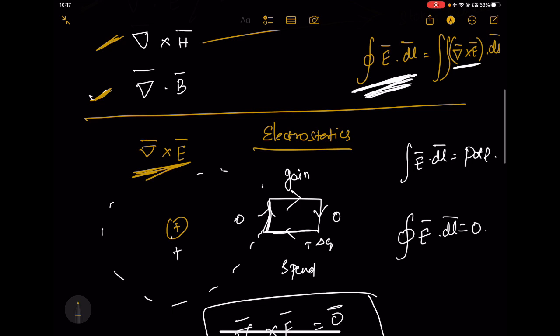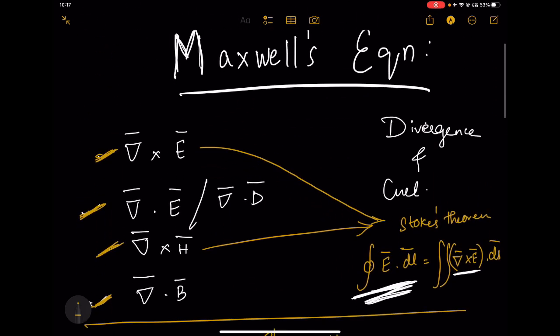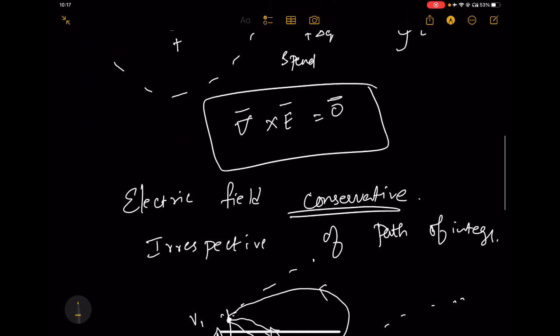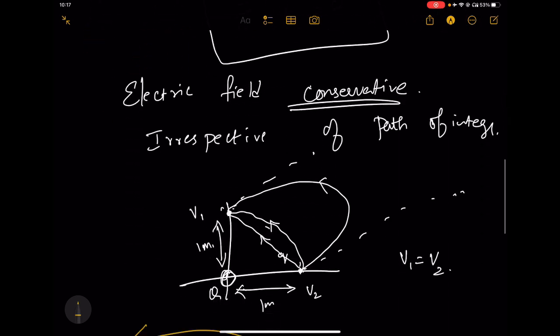Okay friends, I started with Maxwell's equations. Maxwell's equations are a set of equations which talk about the divergence and curl of a field. Two fields here: electric field and magnetic field. For curl, we borrowed a theorem called Stokes' theorem from mathematics. That's an easy way to get the divergence and curl equations. And for electrostatics, it ended up like this.